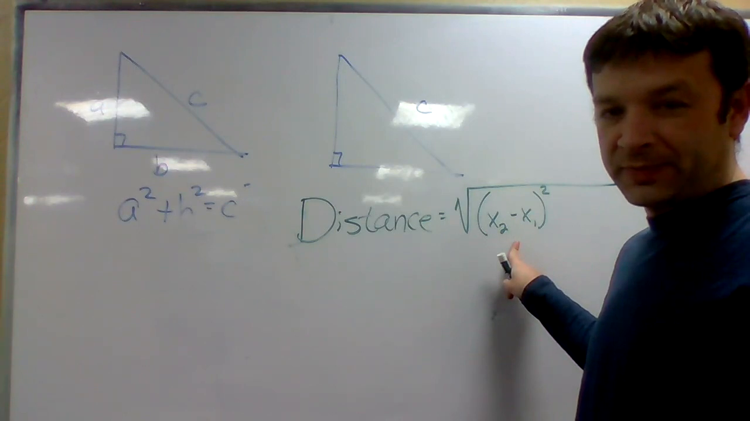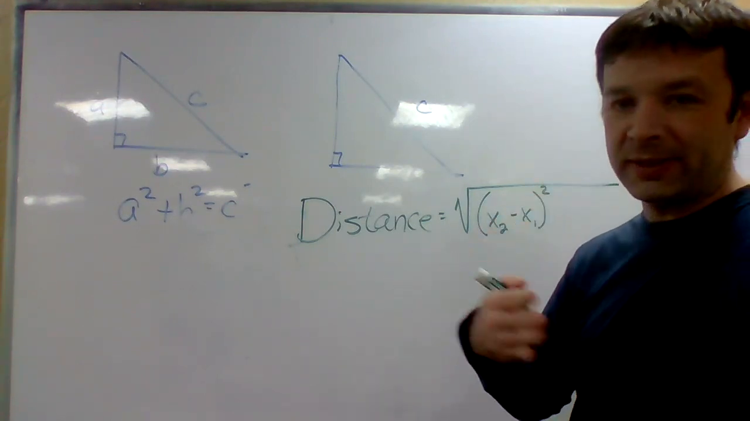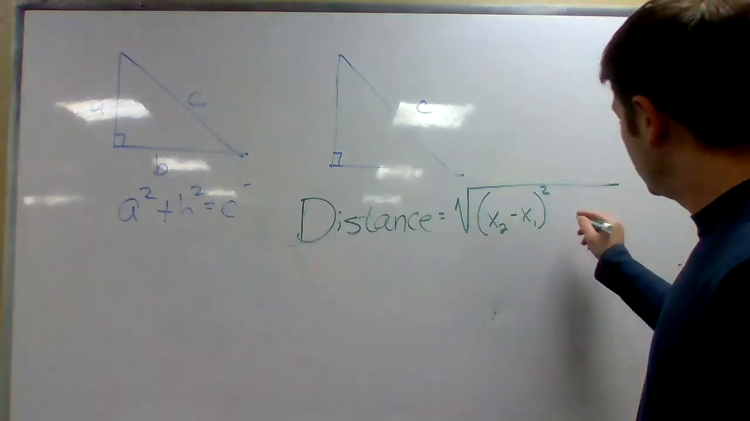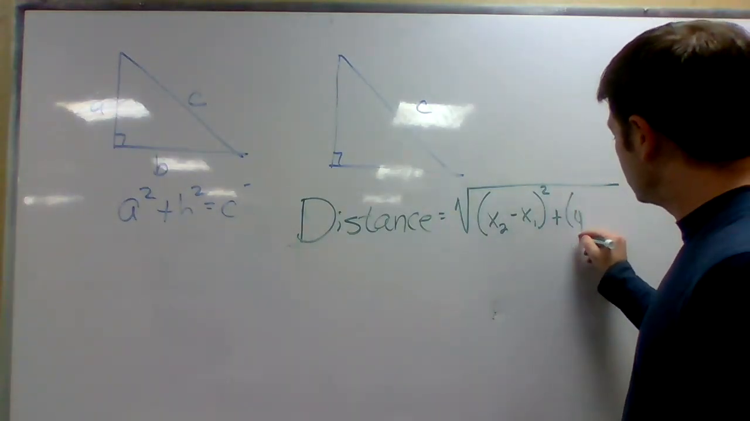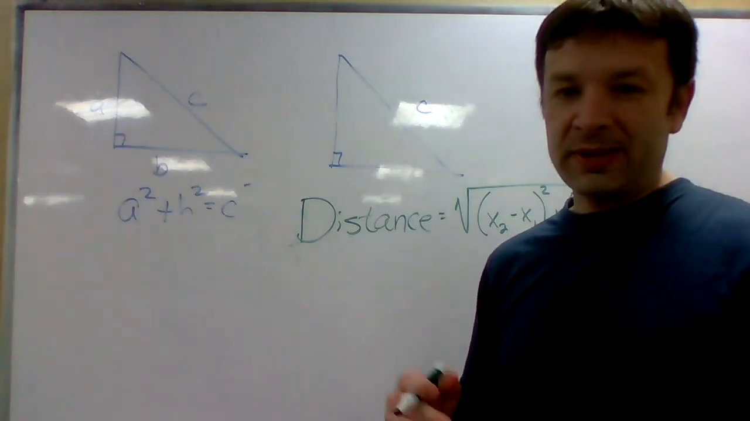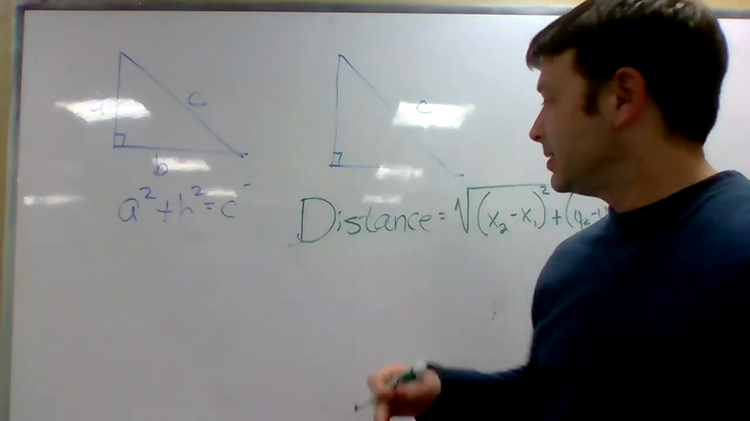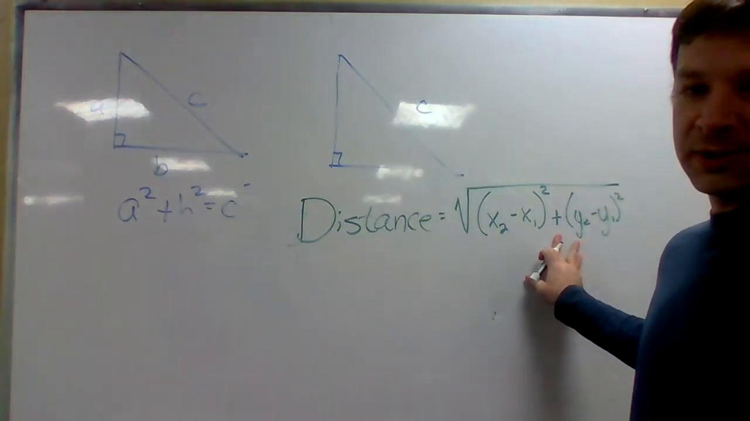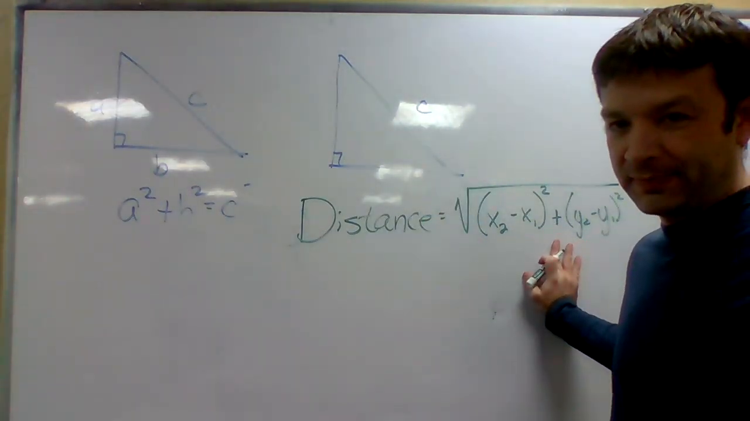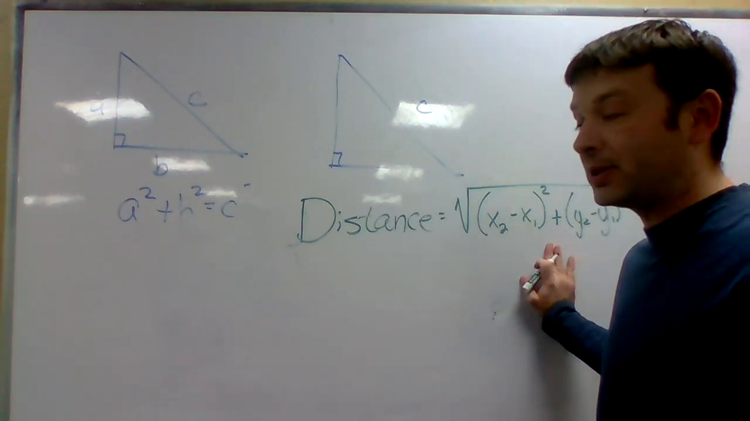You subtract the x values and then square it. Okay, that gives you like the a value. Plus, subtract the y values and square it. That gives you like the up and down length. Add those together, take the square root. Okay, it's kind of a lot to keep track of, but we got this formula to help us.